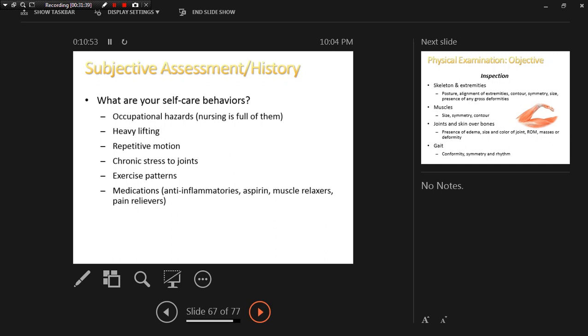So again, some of the risk factors for musculoskeletal injuries are occupational hazards: nurses, a big one, construction workers, anybody that's doing a lot of repetitive heavy lifting, even people that are constantly working with their hands, repetitive motions, increased risk for carpal tunnel. Anything that puts a lot of stress on the joints. And medications, what are you taking? Are you taking any anti-inflammatories, over-the-counters, or ones that were prescribed to you by another physician? Any muscle relaxers? Are you taking any types of herbals?